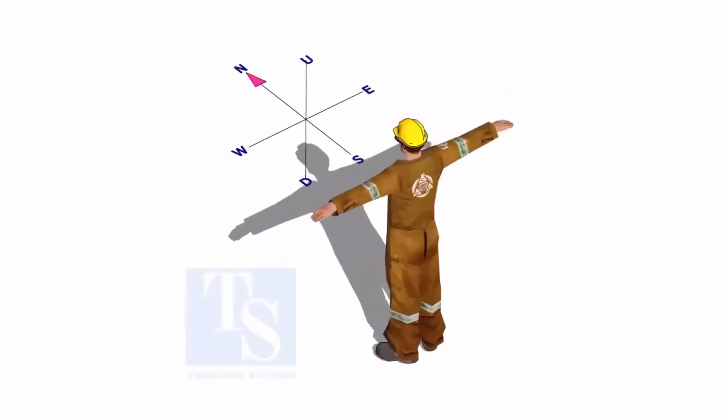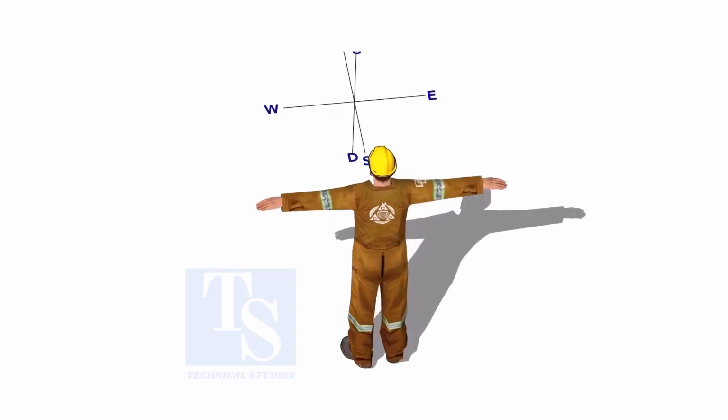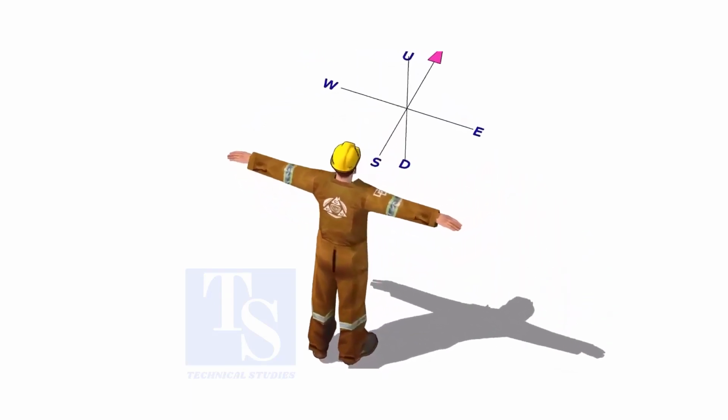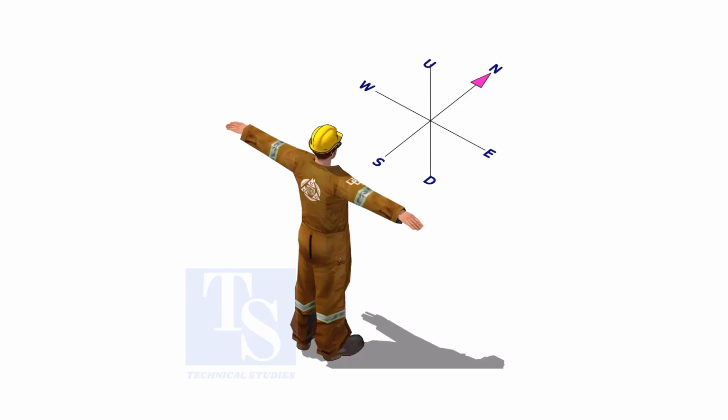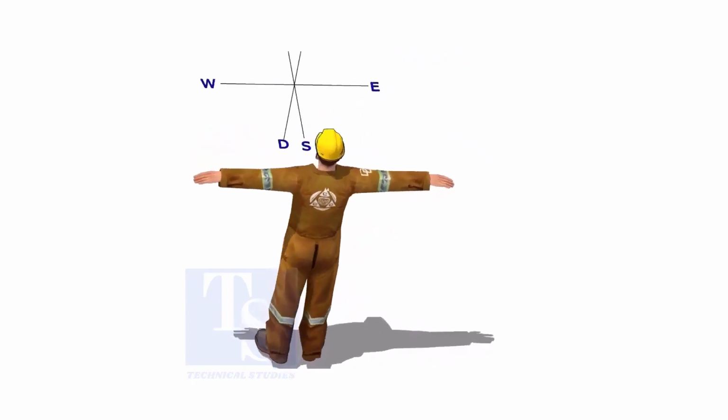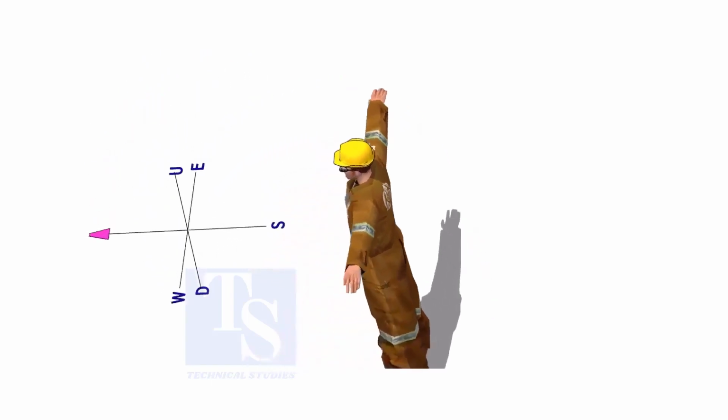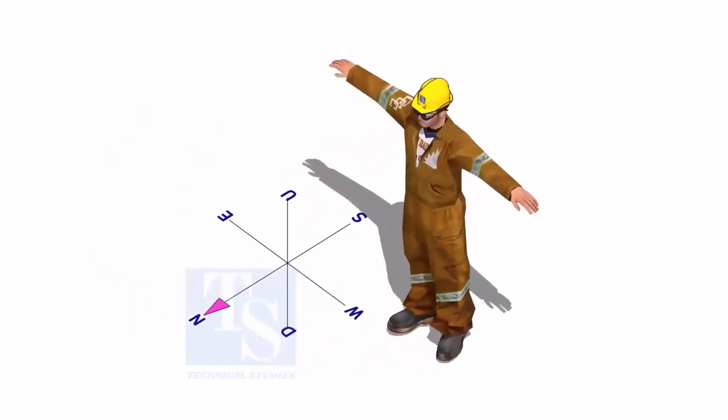Imagine that you are facing in the north direction, the back of your head is to the south, your right hand is to the east direction, and the left hand is to the west direction. In this video, basically, you will learn the difference between a horizontal rolling and a vertical rolling of a pipe in an isometric drawing.